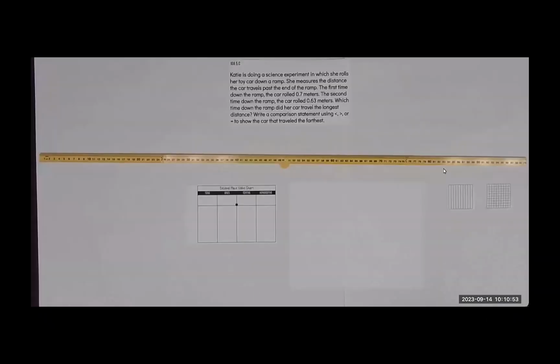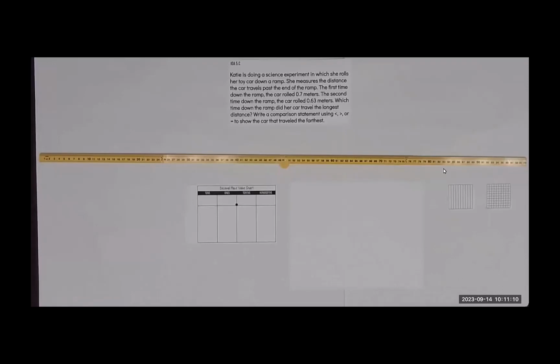For IOA 5C, I'm going to model how to solve a problem concretely using base 10 blocks and a meter stick, representationally using decimal grids, and abstractly using a place value chart. Let's take a look at a problem for IOA 5C.